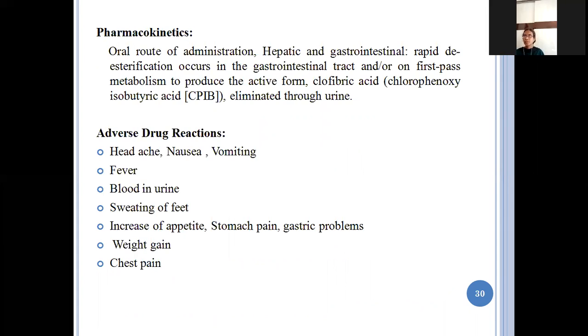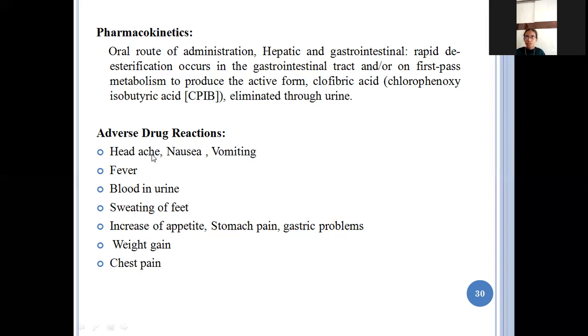Pharmacokinetics: the route of administration is oral. It undergoes metabolism in the liver through first pass metabolism to produce the active form of the drug, and it is eliminated through the urine. Rapid de-esterification occurs in the gastrointestinal tract or on first pass metabolism to produce the active form, that is chlorophenoxy isobutyric acid. Once the chlorophenoxy isobutyric acid is produced, it is eliminated through the urine.